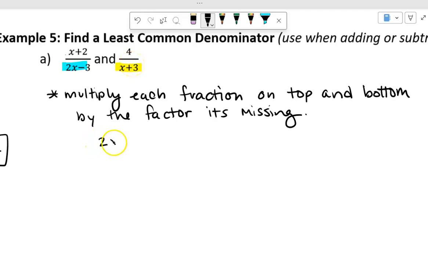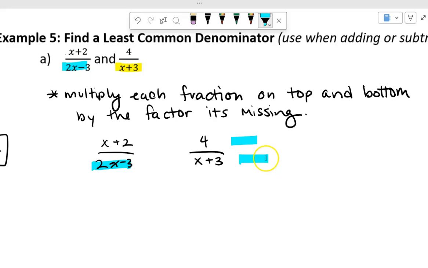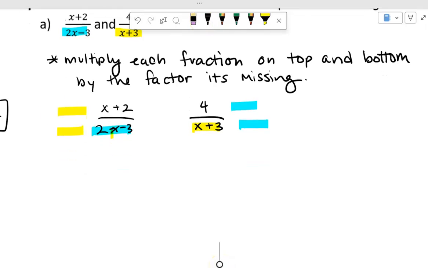I'll show you. x plus 2 over 2x minus 3, 4 over x plus 3. Well, I can see that this denominator is not the same as this denominator over here, so I need it on top and bottom. I can see that this denominator is missing from this first denominator over here, so I need it on top and bottom. And the way that it works to get your common denominator is to multiply the top and bottom by the factor that you're missing.